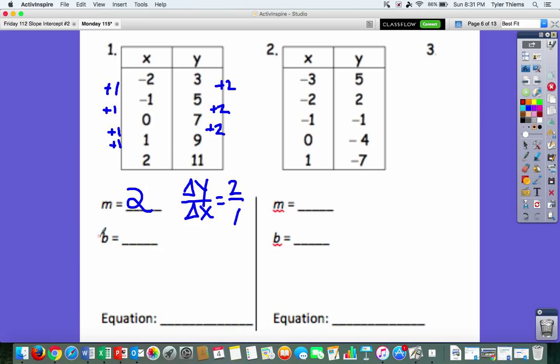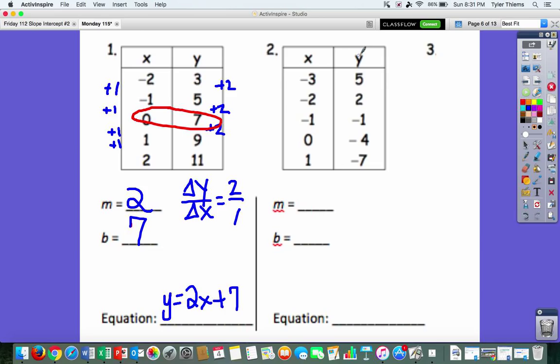Now to find the b, it's the y-intercept. The y-intercept is wherever x is equal to 0. In that case, when x is equal to 0, y is 7, so 7 would be our y-intercept. Then the equation of the line we would write would be y is equal to mx plus b, so y equals 2x plus 7. That would be the equation of our line for number 1. Let's do the same thing for number 2.